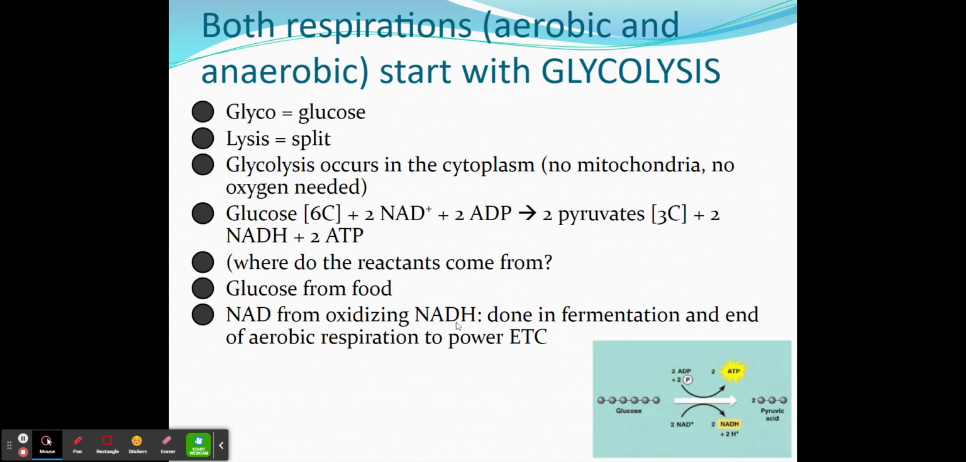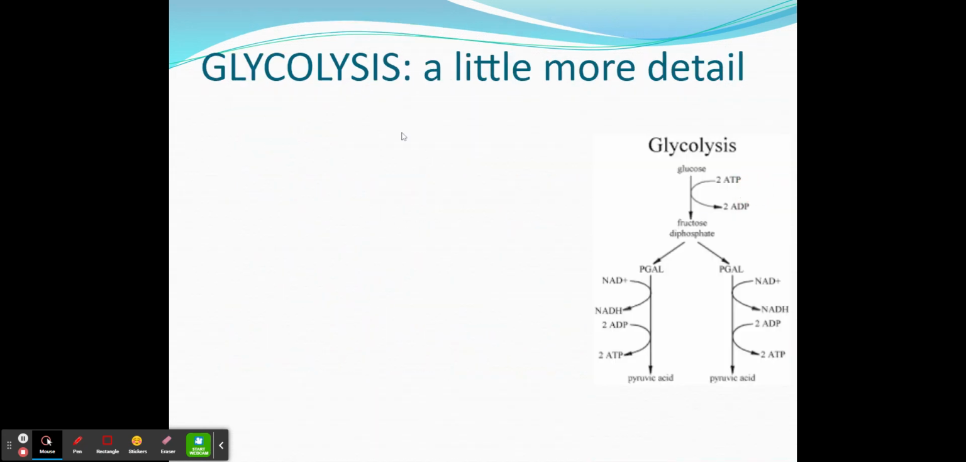So we need NADH to get used up to regenerate our NAD. Otherwise, we'll run out of that. And then you're never going to run out of ADP. There's always something for ATP to power. So the NAD is actually the biggest issue that we might run out of.